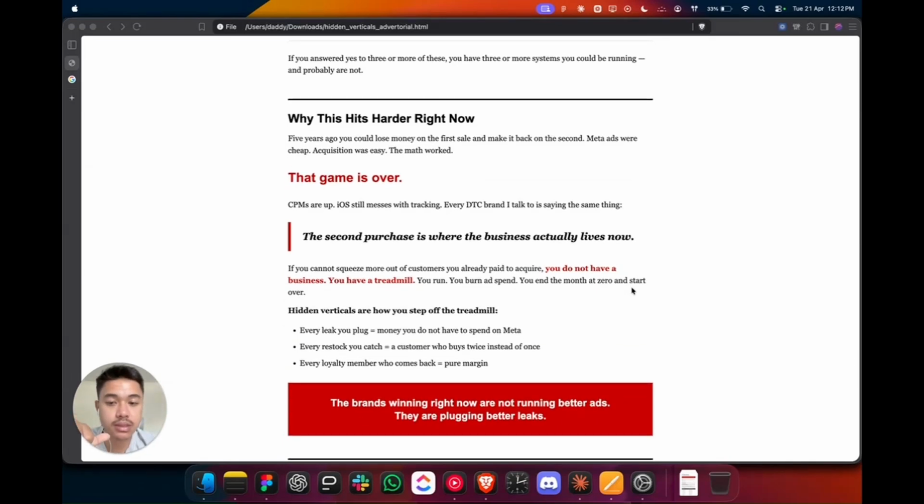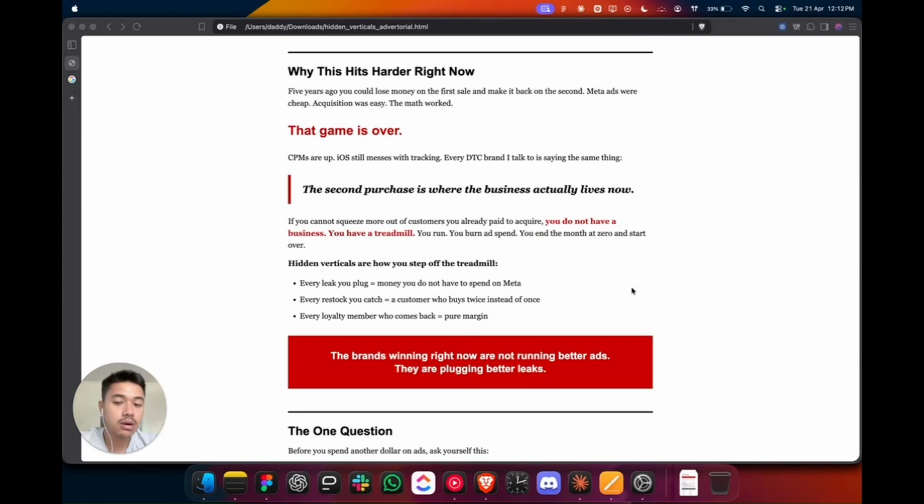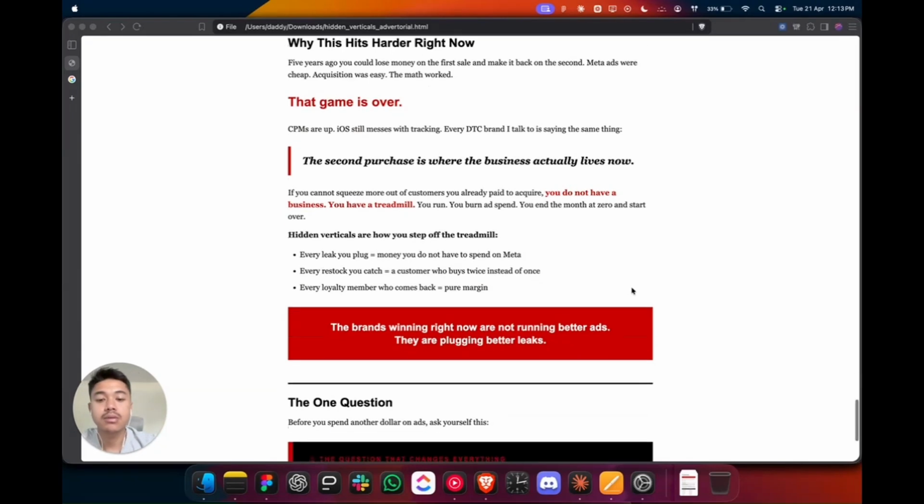You do not have a business, you have a treadmill. You run, you burn ads and start over. This is basically a treadmill that you're running, which is never ending at this point, right? So hidden verticals are how you step off the treadmill. Every restock that you catch is a customer who buys twice instead of once, right? Every loyalty member who comes back is pure margin at this point. So brands that are winning right now are not running better ads, they are plugging better leaks.